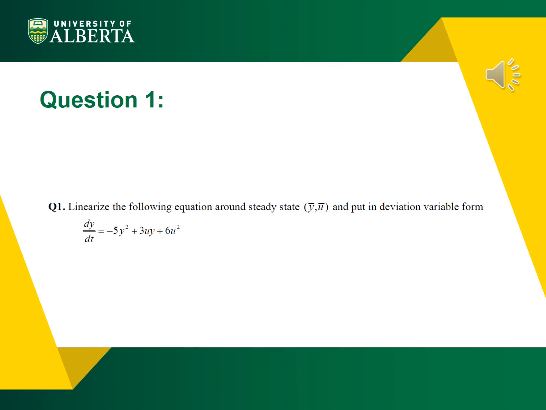So let me read out the question first and then I'll try solving the problem. So question 1. Linearize the following equation around the steady state point y bar comma u bar and put it in deviation variable form. So the given equation is dy by dt is equal to minus 5y square plus 3uy plus 6u square.